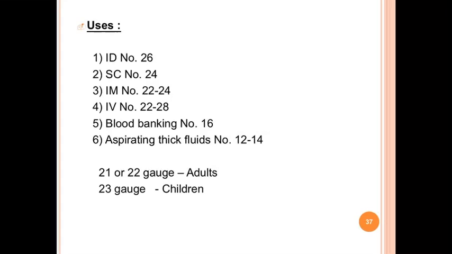For the intradermal injection, we use number 26. For the subcutaneous injection, we use 24 number needle. For intramuscular injection, 22 to 24 number. For IV injection and collection, we use 22 to 28 number needle. Blood banking needle is thicker, so we use the 16 number needle. And for aspiration of thick fluid, we use an even larger needle, number 12 to 14. 21 or 22 gauge needle is used in adults and 23 gauge needle is used in children.